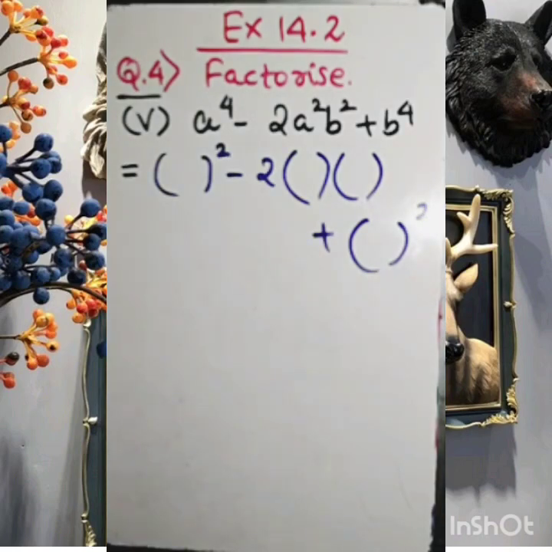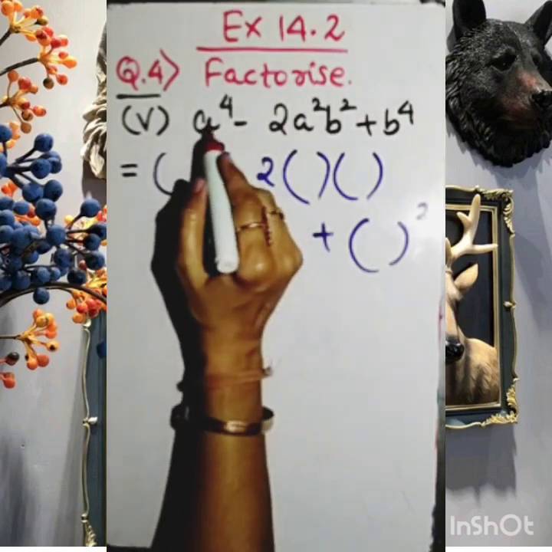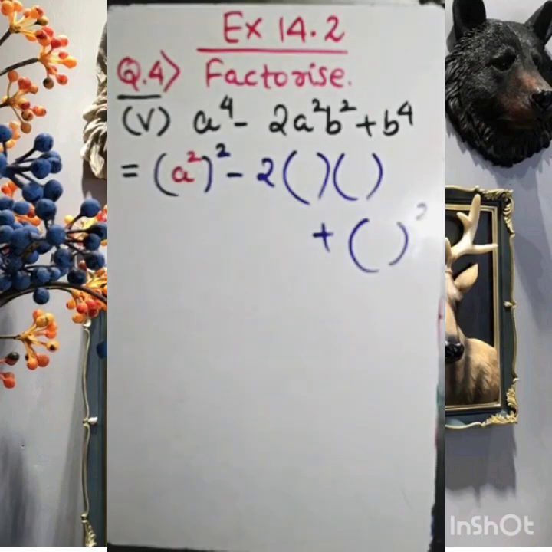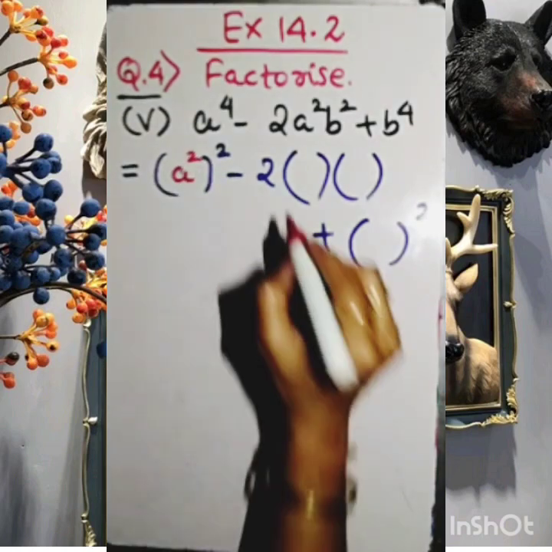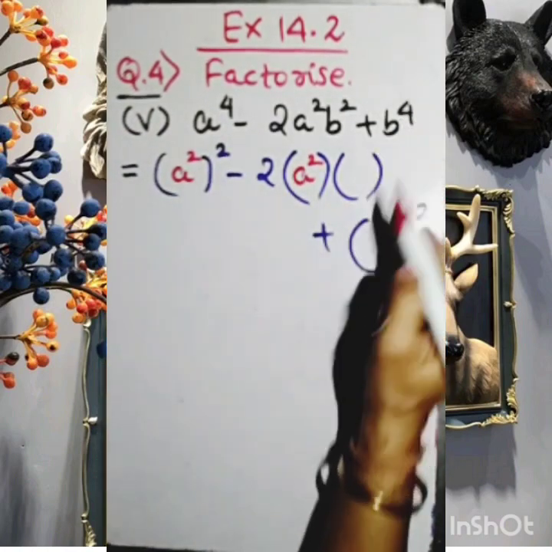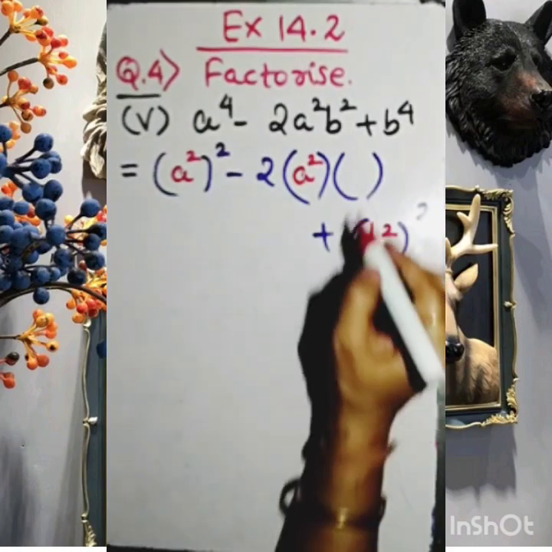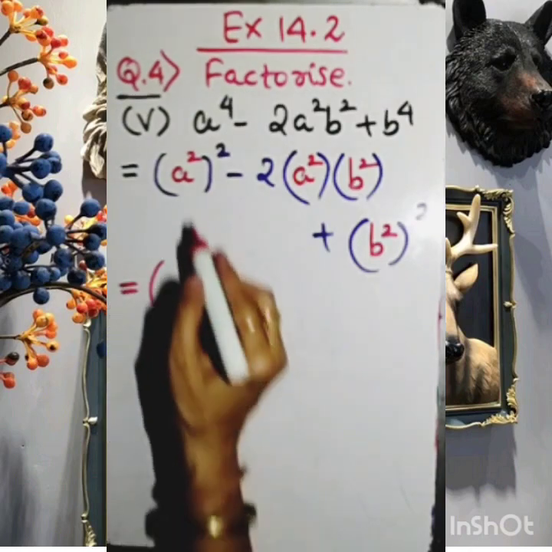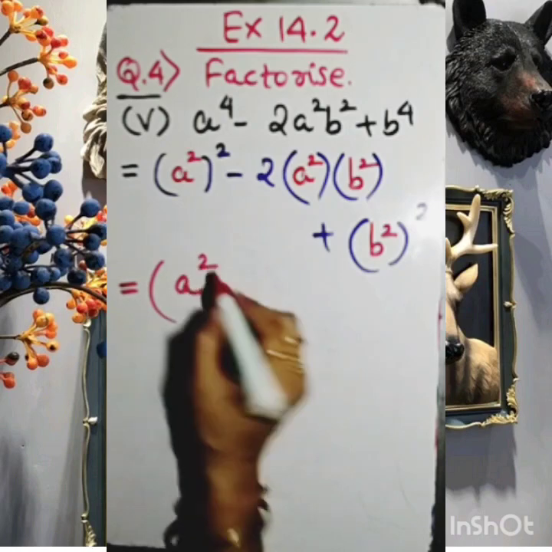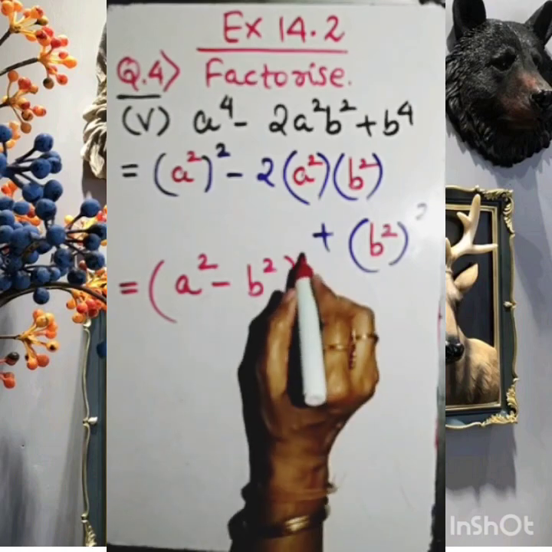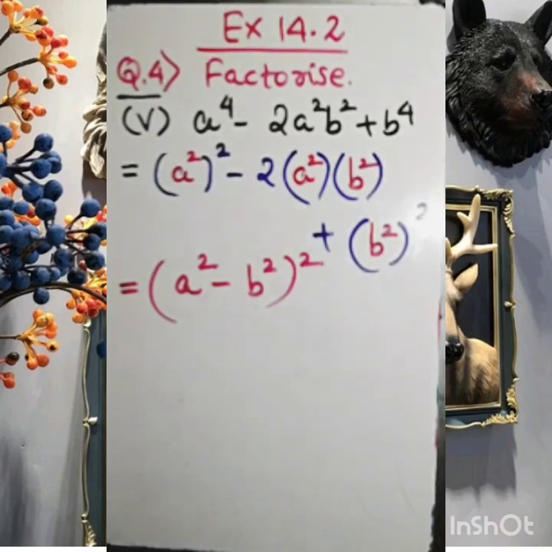Now dear student, here as we are given, the first term is a to the power 4. And we know that a to the power 4 is a perfect square of a square. Agree? This is also perfect square of a square. So here b to the power 4 is a perfect square of b square. So same thing I need to write it here, b square. So next step, I need to say that this is a square first term minus last term, that is b square, and this is whole square. So answer is a square minus b square whole square.